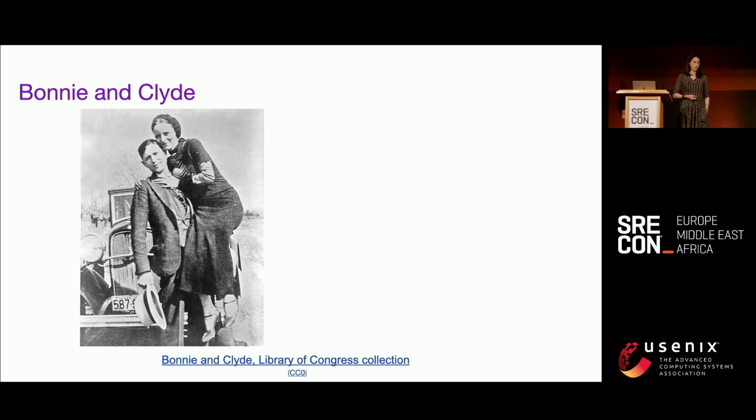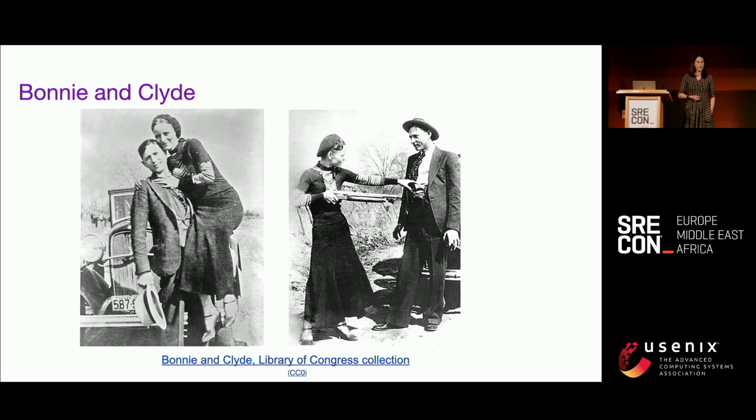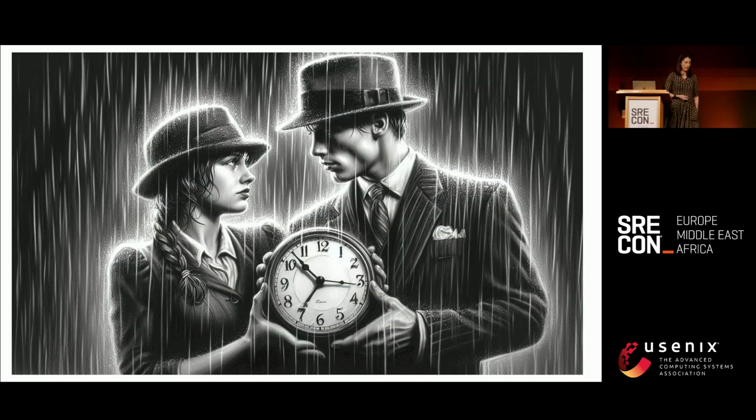That naturally brings us to Bonnie and Clyde. Bonnie and Clyde, they were a famous couple during the time of the Great Depression in the 1930s in the United States, and they robbed banks. And what is the number one thing that we need when we rob banks? Any bank robbers here? Okay.